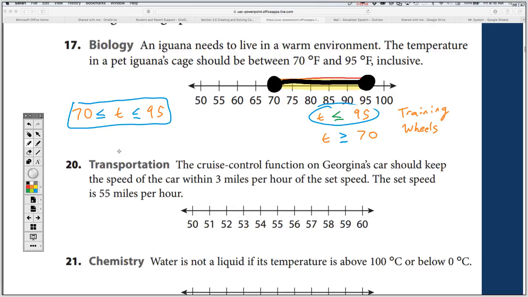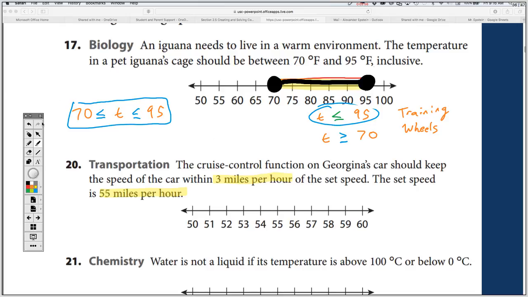Okay, so the cruise control function on Georgina's car should keep the speed of the car within 3 miles per hour of the set speed. So let's underline that. 3 miles per hour. The set speed is 55 miles per hour. Okay, so we got to talk about what the relation is. So what would be the maximum if you have it on cruise control at 55? What's the maximum it could go up?